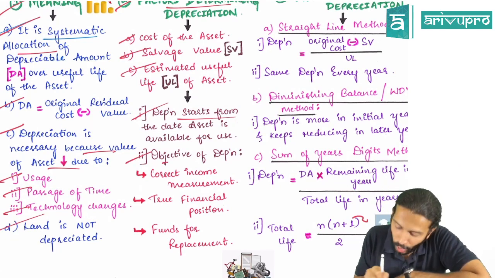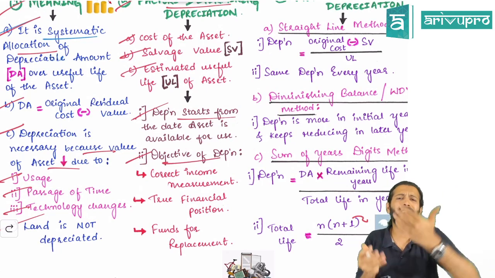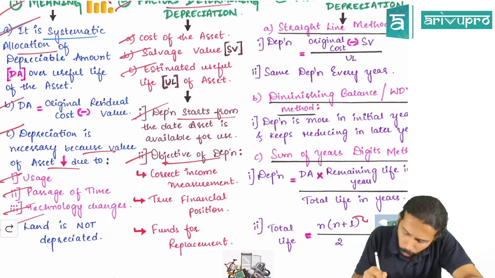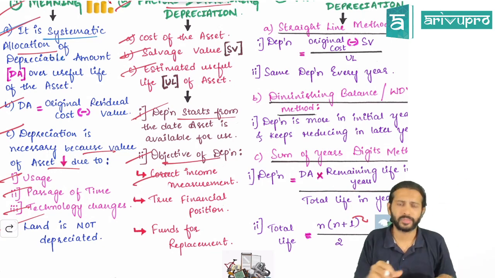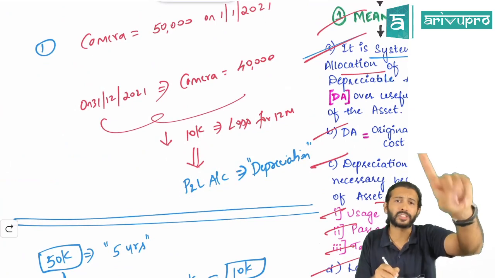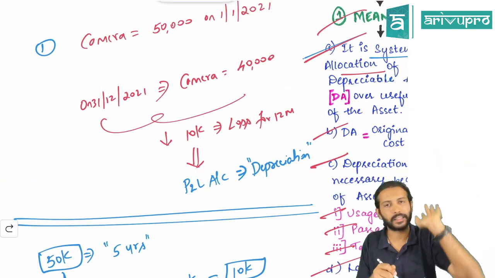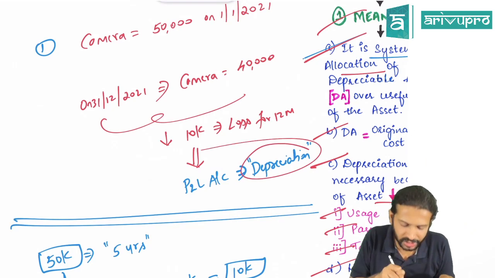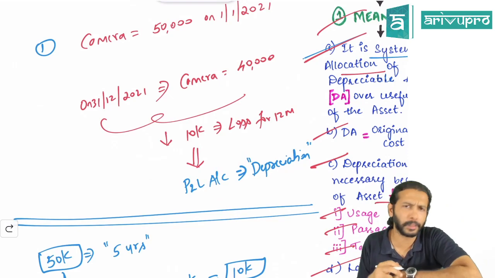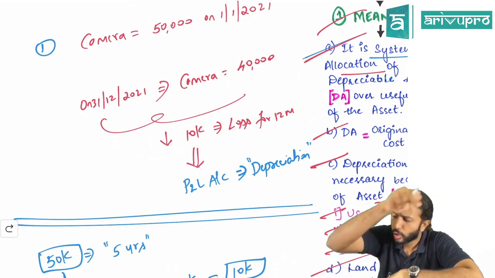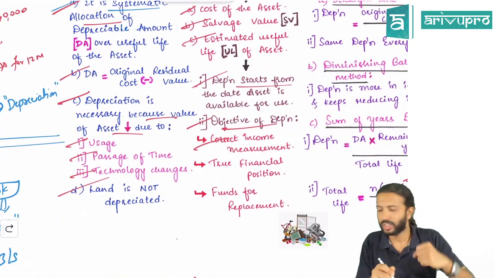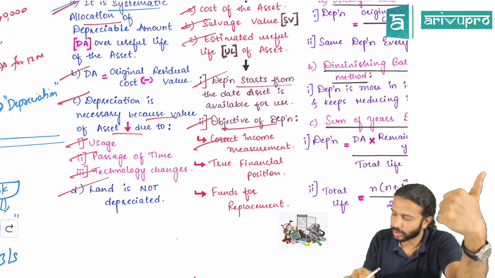Next is objectives of depreciation. What do we try to achieve by charging depreciation? One, you will get the correct income. See, depreciation is a loss. We already proved that. Depreciation is an expense. All expenses should go to P&L. If you don't account for depreciation, will you get the correct income? No. So to get the correct profit and loss account, charging depreciation becomes a mandate. That is one of the objectives.